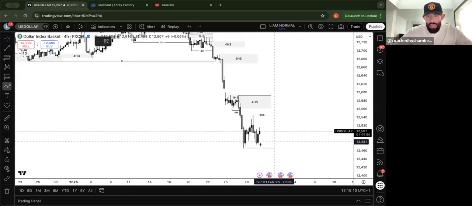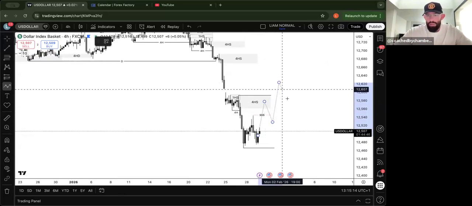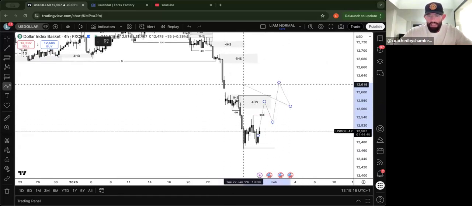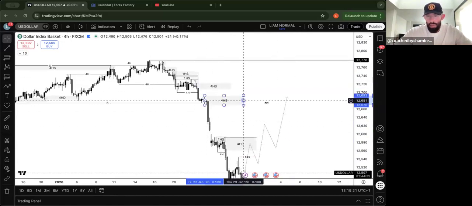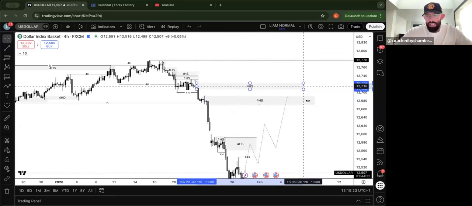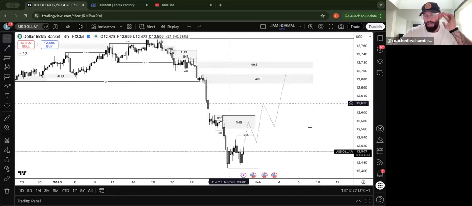Of course, if that doesn't happen and we get a break above, then I'll be looking at longing from a 4 hour perspective, up to fill in these imbalances and then see how it reacts from the unmitigated 4 hour supply areas that we do have, here marked out.